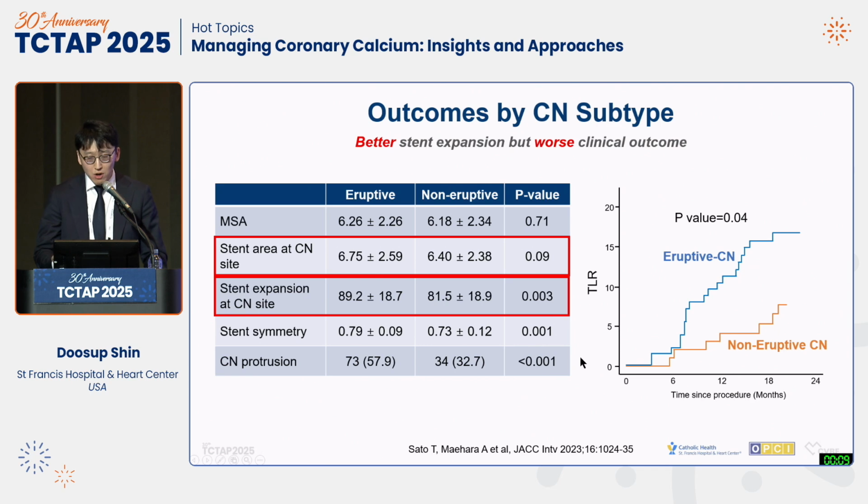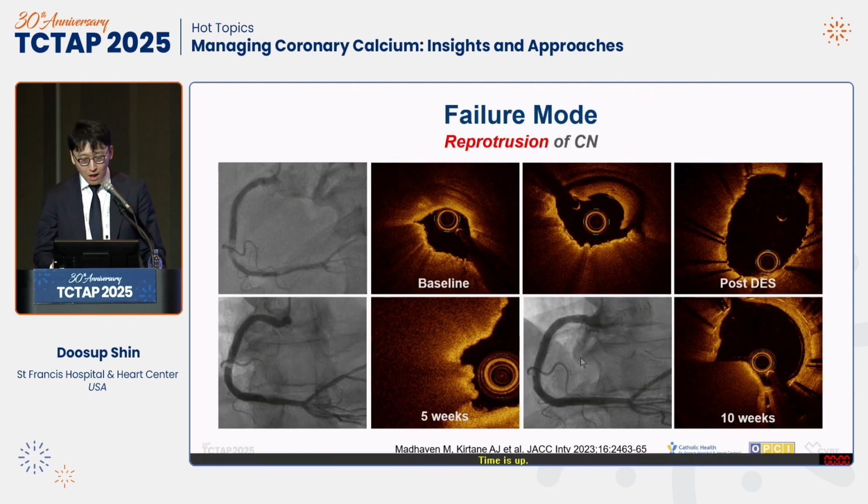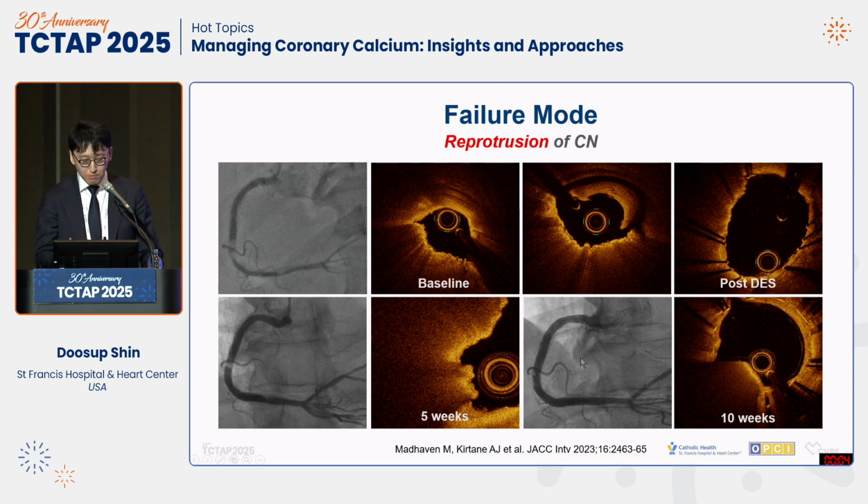However, when you see the outcome, they are doing worse than non-eruptive calcified nodule, even though they achieve better stent expansion. One of the key mechanisms is beautifully demonstrated in this case, where they placed a stent with great expansion, but at 5 weeks there's reprotrusion of this eruptive material, and then at 10 weeks you see another calcified nodule inside of the stent.